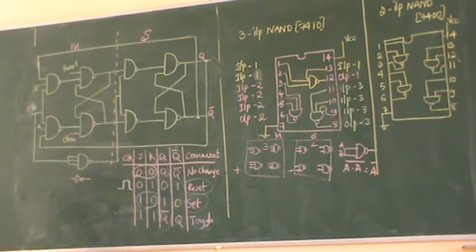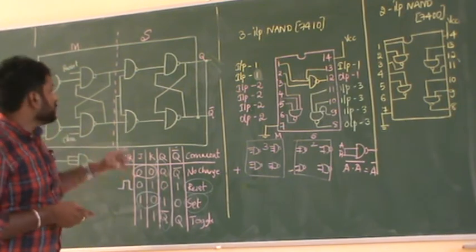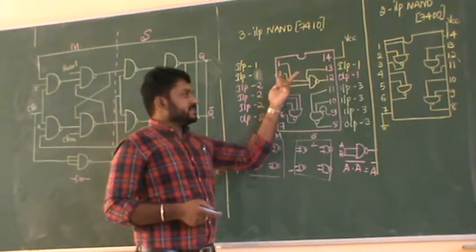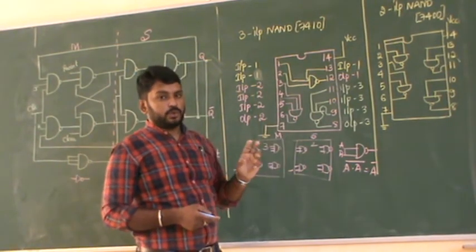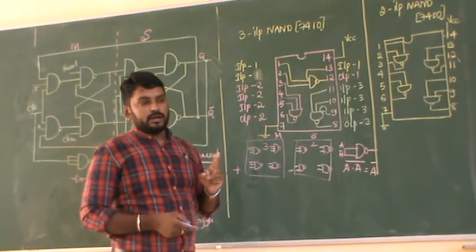So now how many 3-input NAND gates are used in your circuit? 1, 2, 3, 4, 5. 5 NAND gates are used. But in one IC, how many NAND gates are there? Only 3 are there. So how many ICs are required? You require 2 ICs.